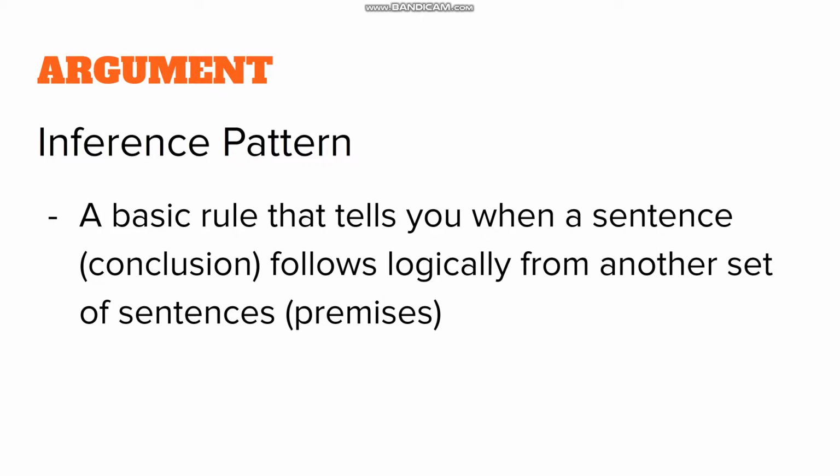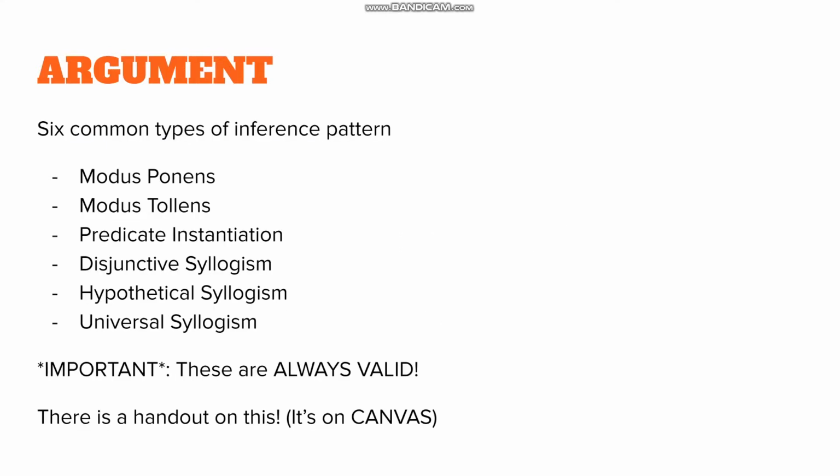In this course, I'm teaching you 6 inference patterns. There are more than 6, but I think these 6 are the most important and common ones. First, we learn modus ponens, and then we learn modus tollens. Then we learn predicate instantiation and disjunctive syllogism. And in this lecture, we've learned hypothetical syllogism and universal syllogism. Please make sure that you review and understand these different inference patterns. There is a handout on these patterns that is posted on Canvas. Please email me or your TAs if you have any questions about this material.